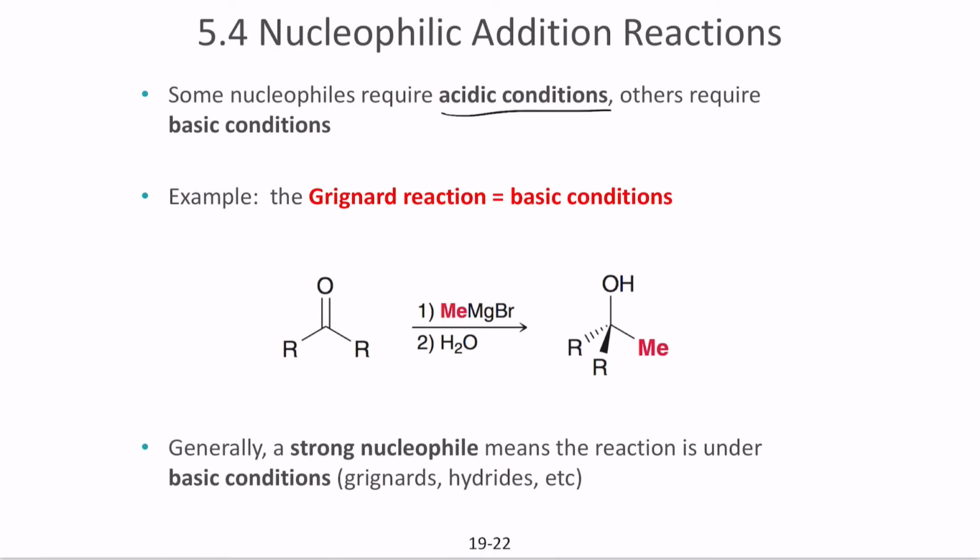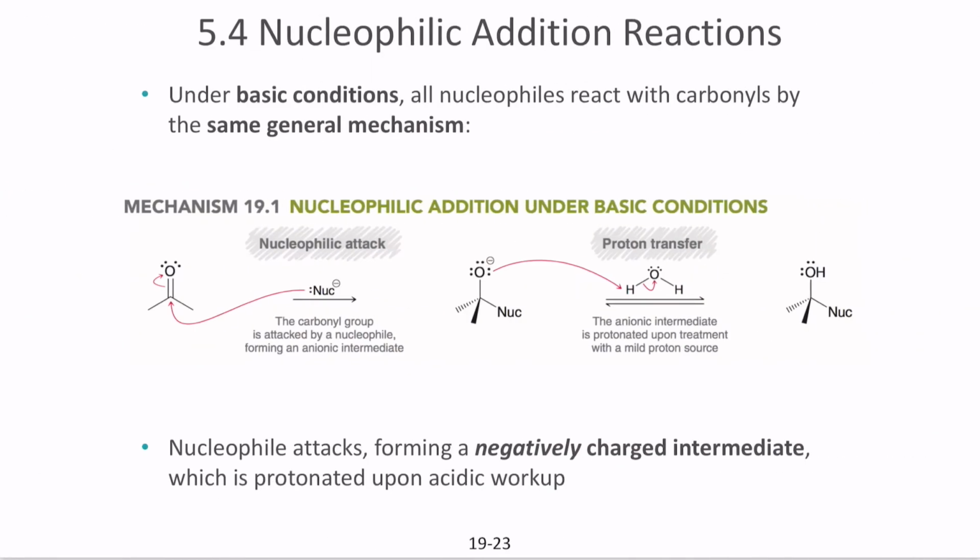Next, some nucleophiles generally require acidic conditions and some require basic conditions. For example, the Grignard reaction requires basic conditions to undergo nucleophilic addition. A strong nucleophile means that the reaction is under basic conditions. Grignards, halides, and hydrides are all strong nucleophiles. So if you have a strong nucleophile, the reaction generally occurs under basic conditions.